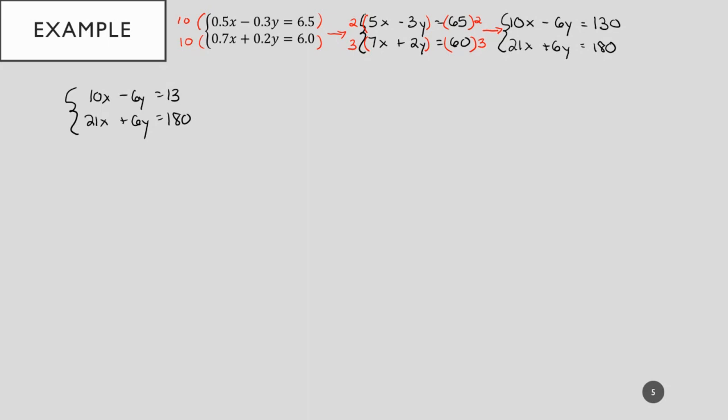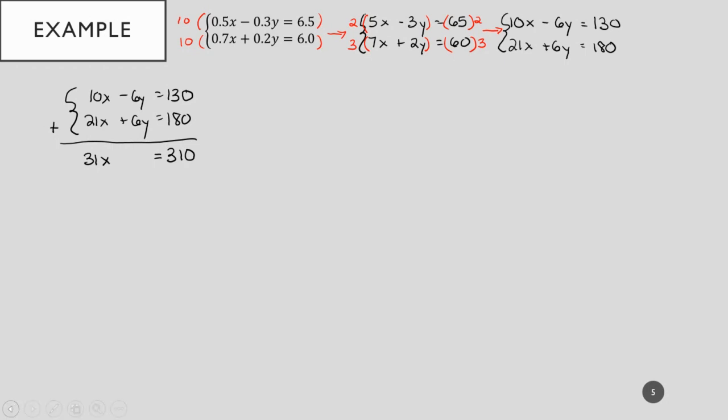So now my y's have the same coefficient on opposite sides, so when I add these, the y will be eliminated. So I'm going to add these equations together. I'm going to just draw my line, and then I add them going down. If you want, you can just put a little plus there. So when I add the x's, 10 plus 21, I get 31. And then I get -6 plus 6, that's 0. And then 130, it's a good thing I caught that. 130 plus 180, that gives me 310.